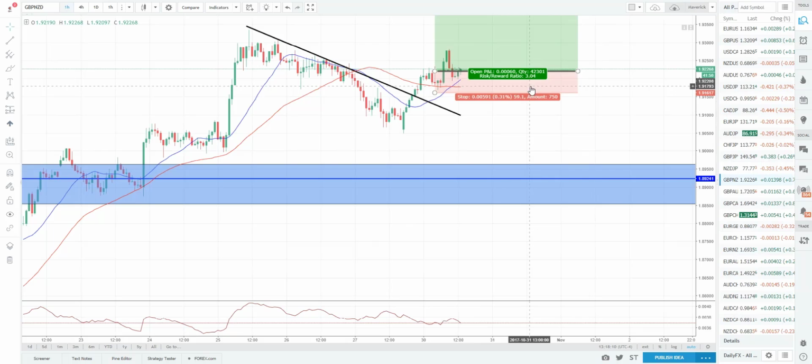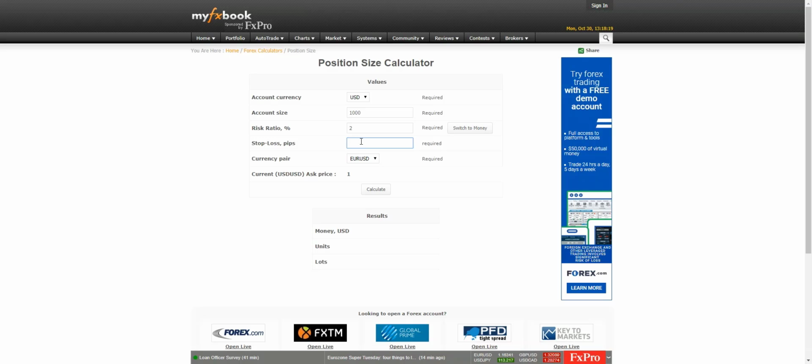So, with this trade, we have a stop loss of 59 pips. As you can see, stop 0.0059. That's 59 pips. Now, I'm just going to round that to 60 pips. So, we're risking 60 pips.